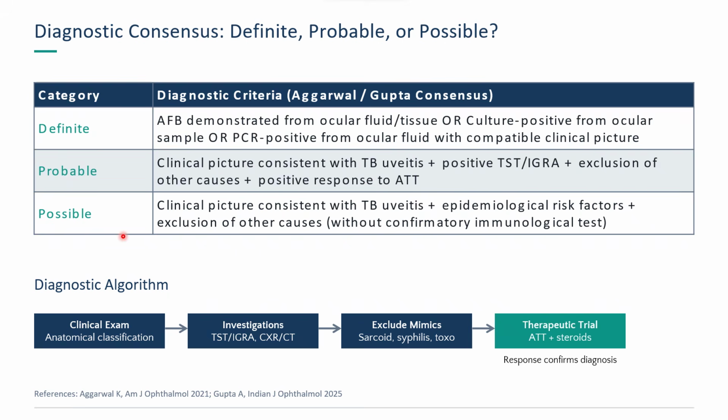Now, for a possible diagnosis, you have clinical features consistent with tuberculosis in an endemic area. For example, you are in an endemic area, and after exclusion of other causes or mimickers, you have no strong immunological tests, or you have only one immunological test. So this is called possible diagnosis.